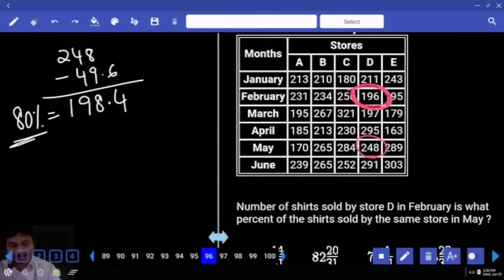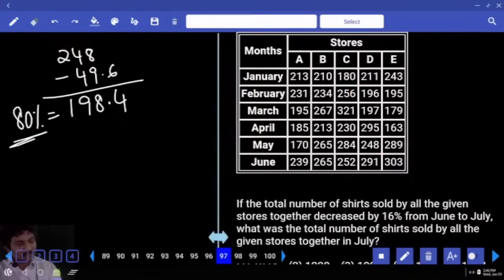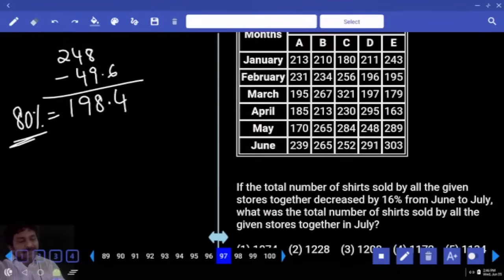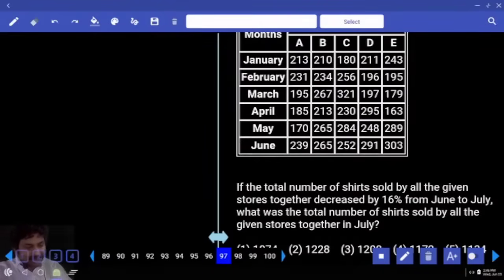So the third option, done. Okay, now. If the number of shirts sold by all the given stores together decreased by 16% from June to July, what was the number of shirts sold by all the given stores together in July?